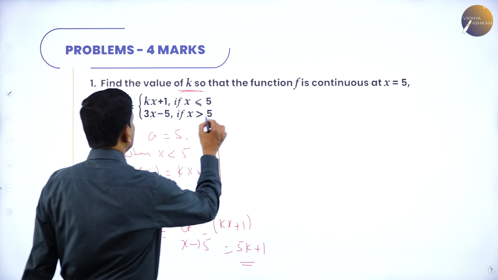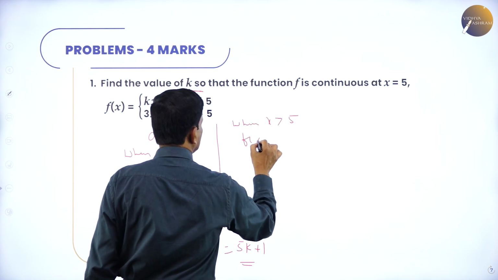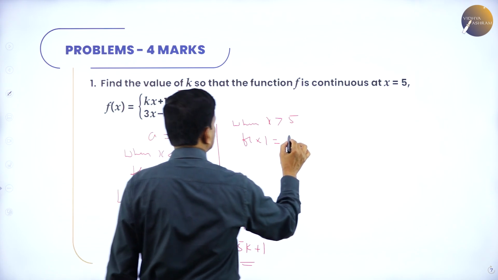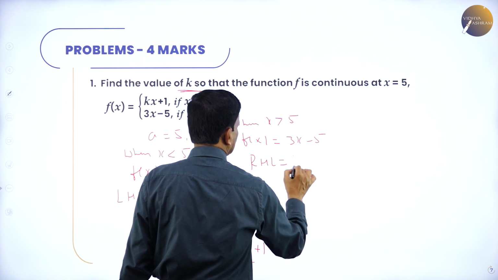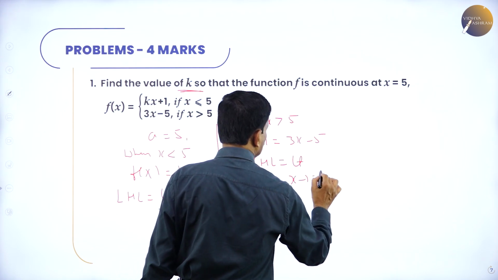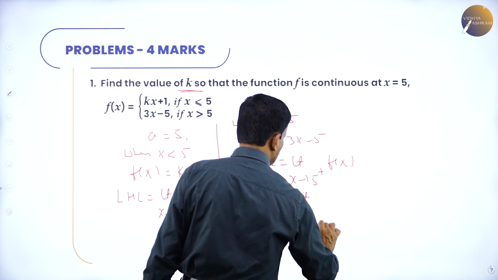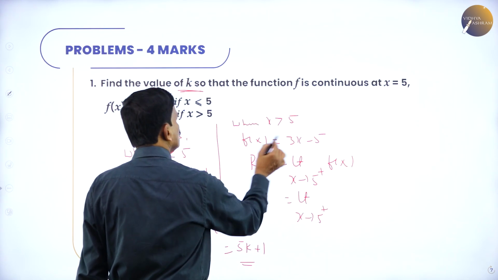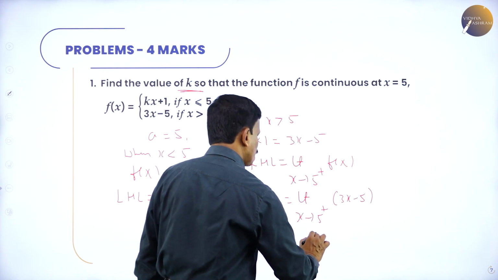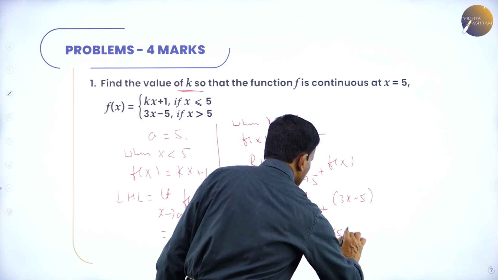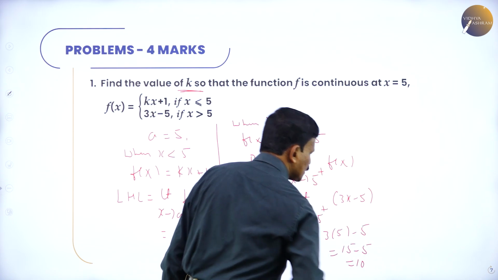On the other hand, when x is greater than 5, what is given? f of x is equal to 3x minus 5. So, you will get the right hand limit. Right hand limit is equal to limit x tends to 5 plus f of x. What is f of x? 3x minus 5. Now, put x is equal to 5. So, 3 into 5 minus 5, that is 15 minus 5 is equal to 10.